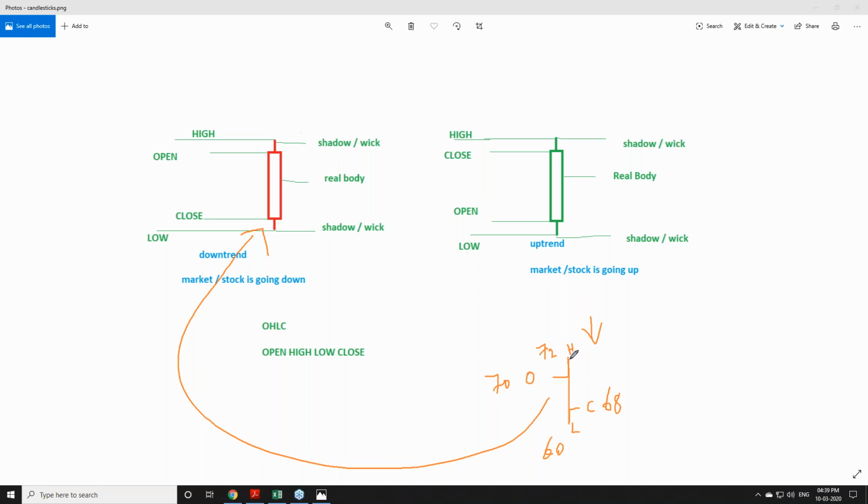That means the trend was down. It opened and went high. After that, the price completely crashed, came down, and closed a little above the low. That means it is a downtrend, so it is a red candle. Next, it opened, came down a little, went completely high, and closed just below the high. So this is a green candle. This is called OHLC. When you see a red candle, it is a downtrend, and when you see a green candle, it is an uptrend.